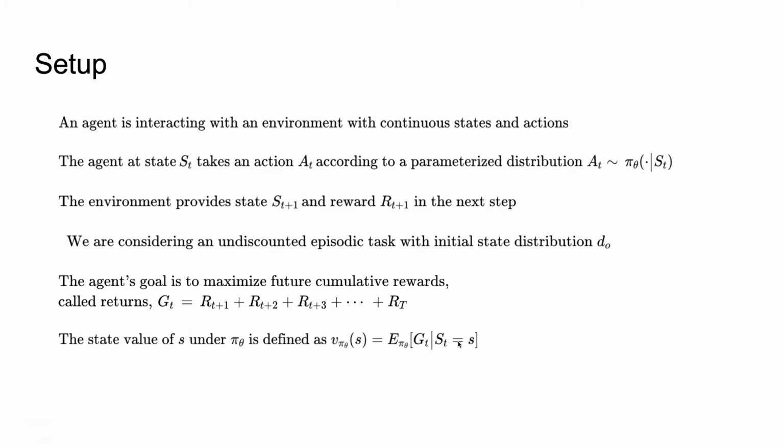So the expected return for a given state, and then from then on, following a policy pi, is known as the state value function for s. And then the true objective can be written as J(theta), which is the expected return, really the value function over the initial states. So that's what we are trying to maximize here, which makes sense for episodic tasks.